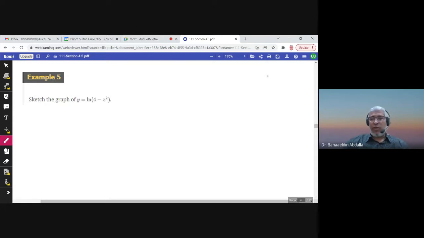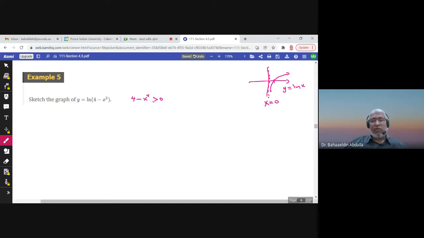What is the domain? Well, you need to remember that this is the graph of y equals ln x, and ln x has a vertical asymptote x equals 0. So the domain of ln is from 0 to infinity; x has to be positive. What is inside ln has to be positive. So 4 minus x squared has to be positive. It cannot be even 0 because ln 0 is not defined. Actually, when x approaches 0 from the right, ln approaches negative infinity.